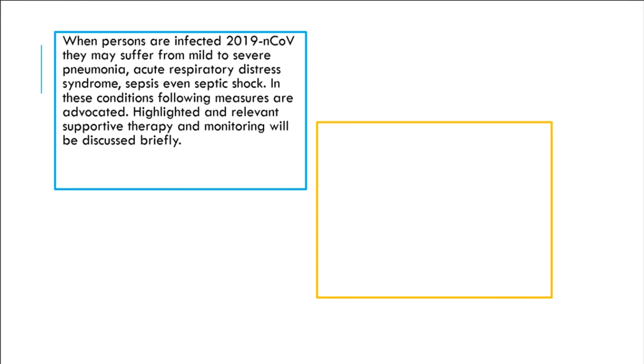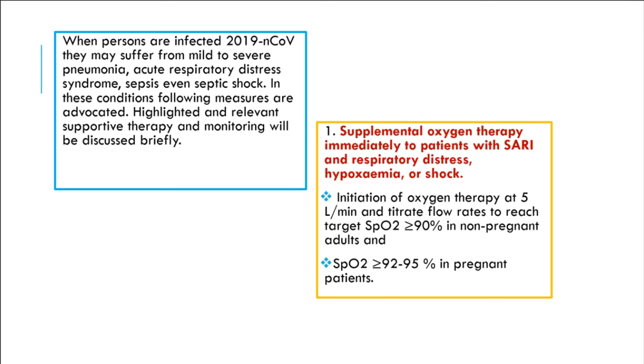When persons are infected with 2019 nCoV, they may suffer from mild to severe pneumonia, acute respiratory distress syndrome, sepsis, even septic shock. In these conditions, the following measures are advocated. Highlighted and relevant supportive therapy and monitoring will be discussed briefly. 1. Supplemental oxygen therapy immediately to patients with SARI and respiratory distress, hypoxemia, or shock. Initiation of oxygen therapy at 5 liters per minute and titrate flow rates to reach target SpO2 greater than or equal to 90% in non-pregnant adults and SpO2 greater than or equal to 90–95% in pregnant patients.